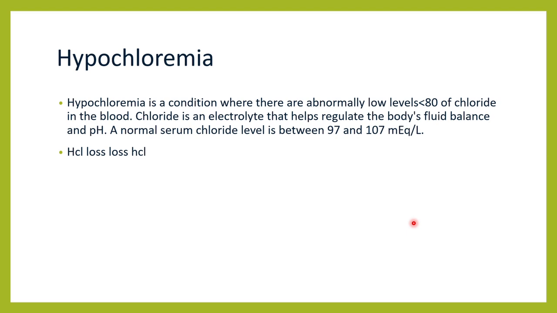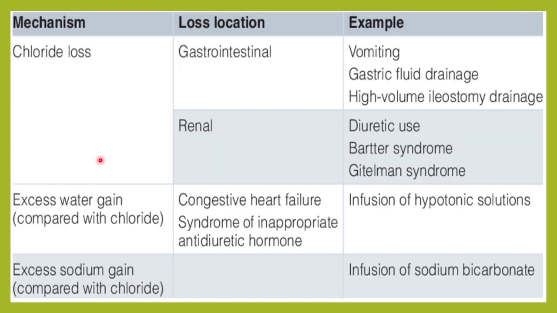Now coming to hypochloremia. Hypochloremia is a condition when the chloride level in the serum is less than the normal range, less than 96 milliequivalents per liter. But we are more worried when the chloride level falls less than 80 milliequivalents per liter. The hydrochloric acid in the stomach has chloride, so whenever there is a loss of hydrochloric acid in the form of diarrhea, loose motion, peptic ulcer disease, etc., there will be less chloride.